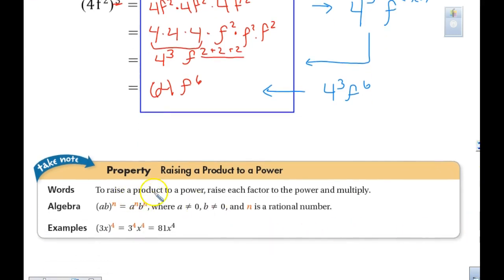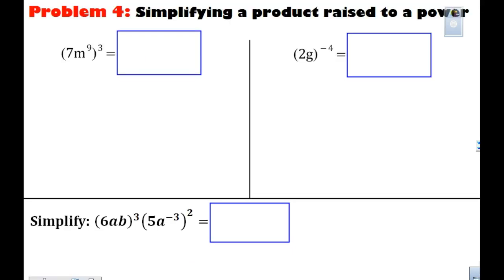So it says that when you raise a power to a power, you raise each factor. That's how we got 4 to the third and f to the sixth, and you multiply. So taking each one to that power, we think of this as 3 to the first and x to the first. We're going to have 3 to the fourth power, x to the fourth, 3 to the fourth. We use our calculator possibly and get 81 as we are looking at that.